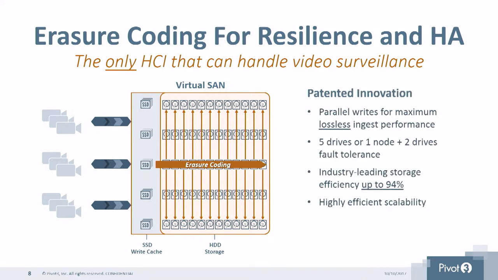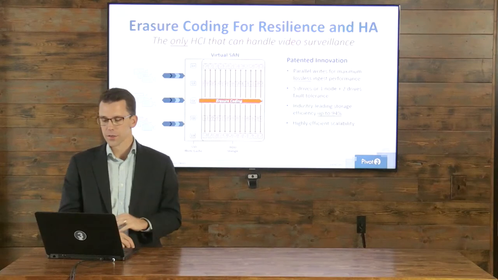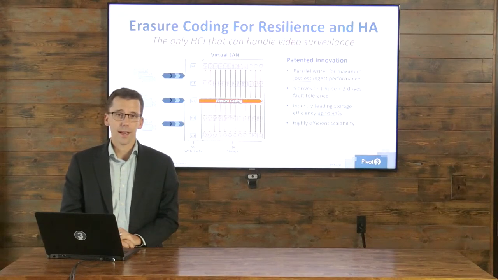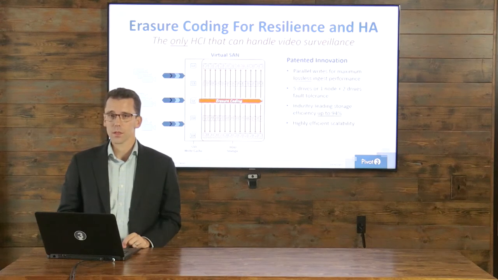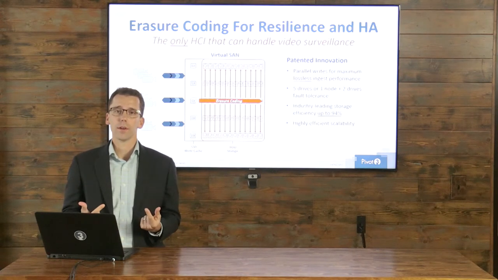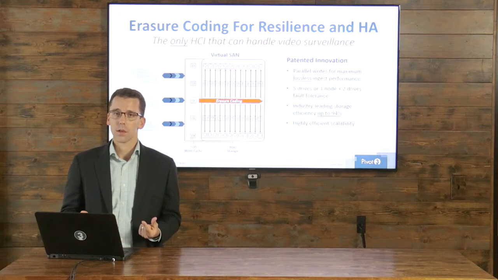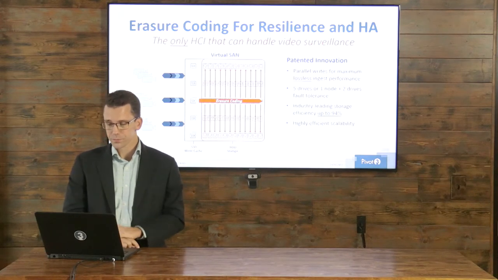And the way that we have deployed erasure coding gives us a number of benefits above and beyond what RAID can deliver. Number one, it helps us deliver that lossless ingest performance by using every single hard drive or every single spindle for every single write transaction. It ensures that we can protect data against the loss of up to 5 drives simultaneously or the loss of an entire box, an entire node, plus 2 additional drives somewhere else in the cluster. If that happens, we'll ensure that your data is not only protected, but is always instantly accessible.